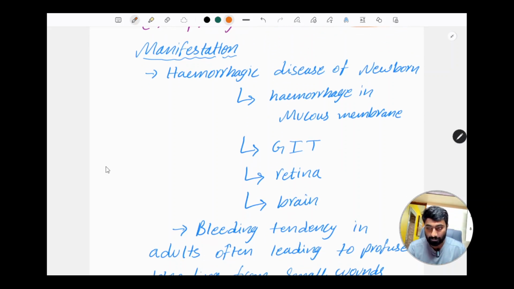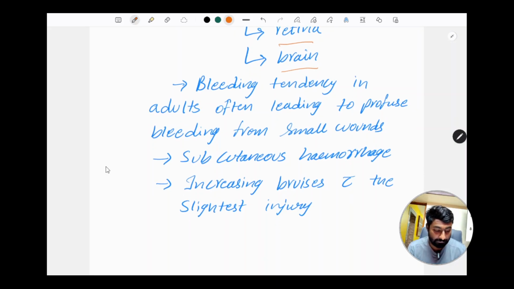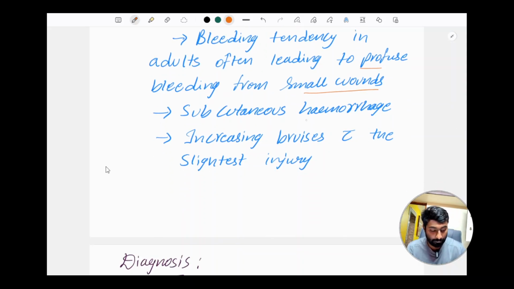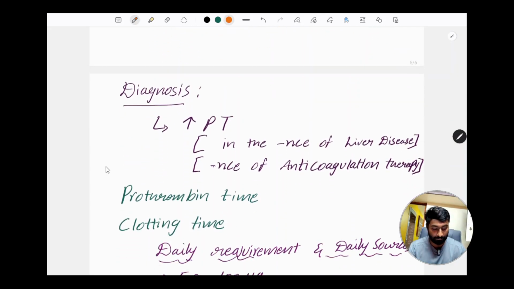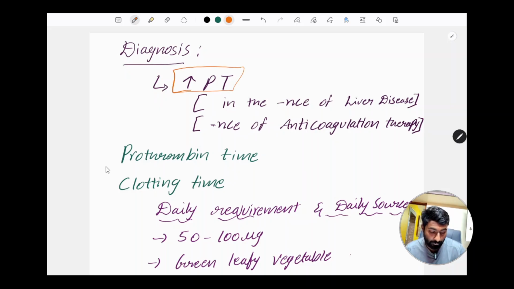Now, deficiency manifestations include hemorrhagic disease of the newborn, where there is hemorrhage in the mucous membrane, GIT, retina, and brain, and bleeding tendencies in adults, where even for small wounds the body will bleed profusely, and subcutaneous hemorrhage, with increased bruising even with the slightest injury. If you see the diagnosis, there is an increased prothrombin time, even in the absence of liver disease and even in the absence of any anticoagulation therapy.